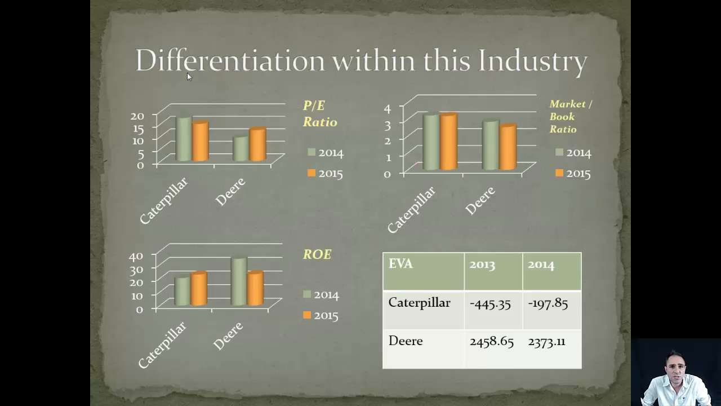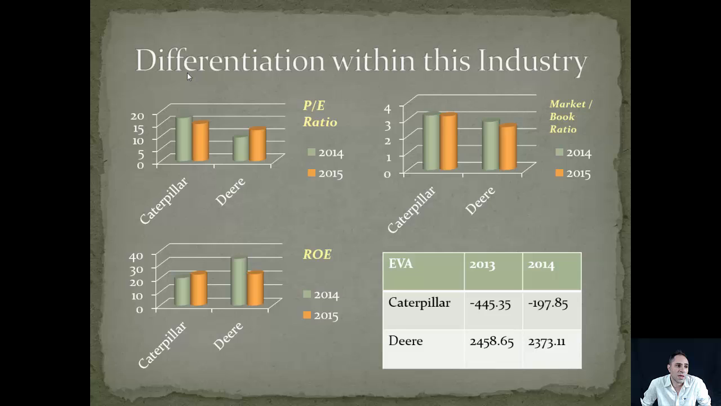And this is just a graphic representation of everything that I just talked about, with Caterpillar having a lower PE ratio, while Deere and Company having an increasing PE ratio, and these are based on estimates for 2015. You're also looking at the market to book ratios. As you can see, a slight decline in both of them.